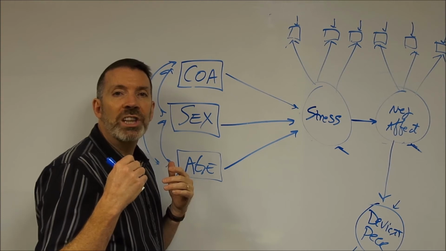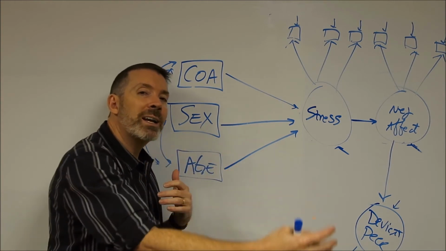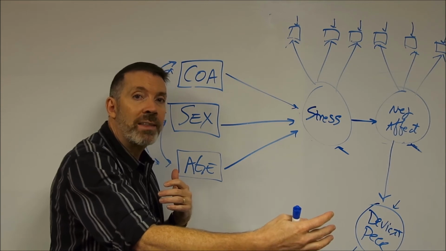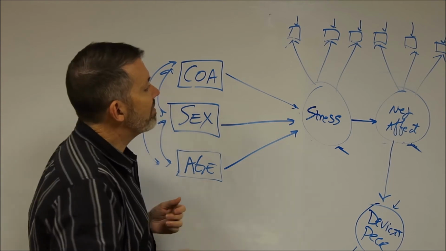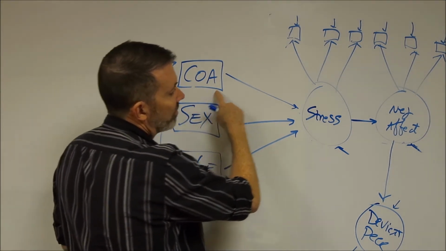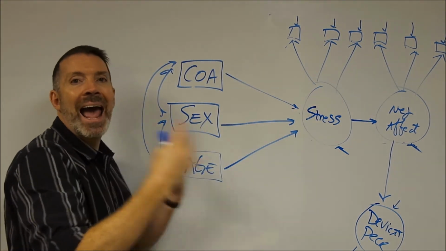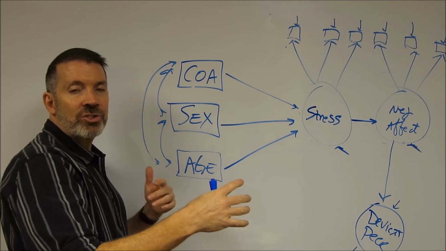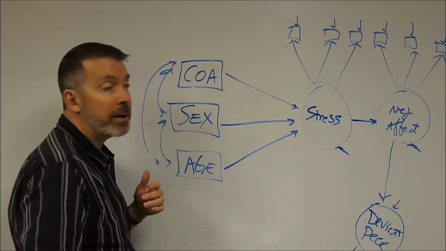We can use what are called likelihood ratio tests to introduce theoretically driven parameters and then evaluate if there's a significant improvement in model fit. So maybe theory says, well, COA would also have direct effects on negative affect and on deviant peer affiliations. I'm going to add those two parameters and see if the addition of those parameters significantly improves model fit.